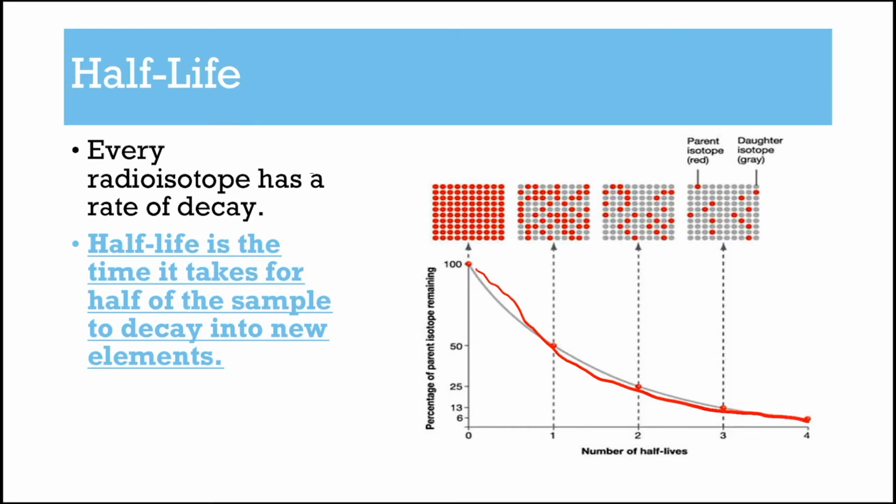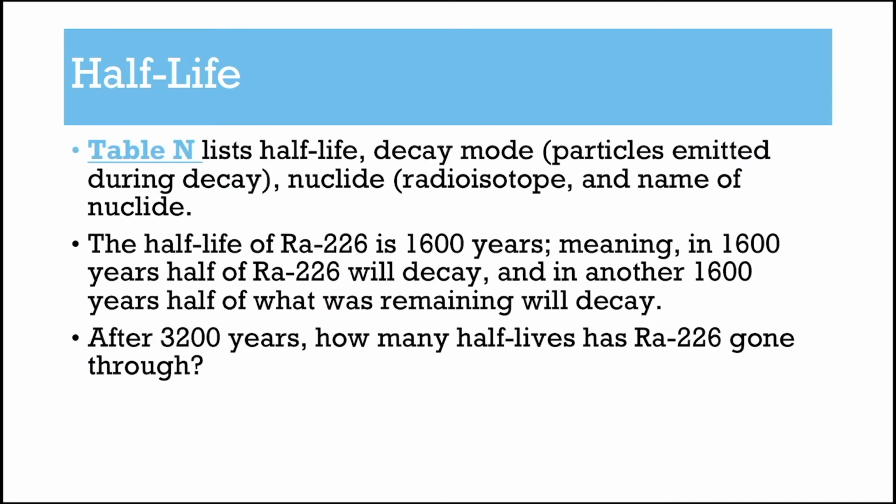Okay, so just to kind of go through this picture, the red is your starting material. So you can see how much of what you started with is left. That's the parent isotope, and everything else in gray is the new decay product. As mentioned before, all the half-lives for these different elements are on table N. Table N tells you the decay particle that's released, but it also tells you what the half-life is.